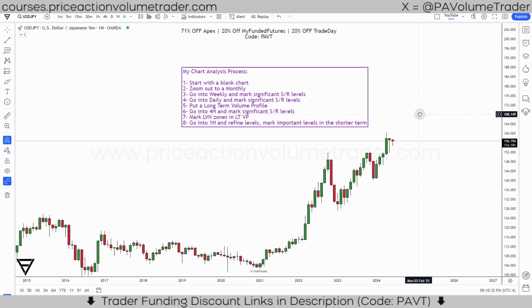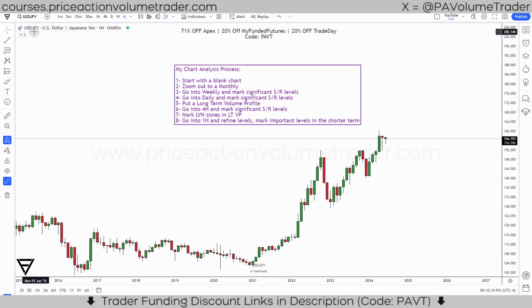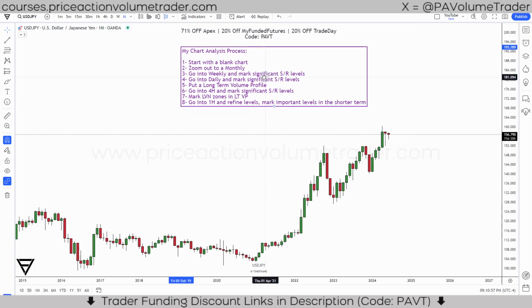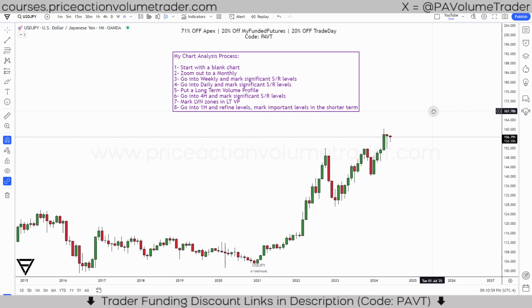Okay, so I'm over here on a chart of the dollar yen. This is a market that I don't really trade or even track at all, but for this video, instead of just showing you one of the markets I always use like the S&P 500 or NASDAQ, I'm going to use this Forex chart to show you how this process is the same and how I apply it to all markets.